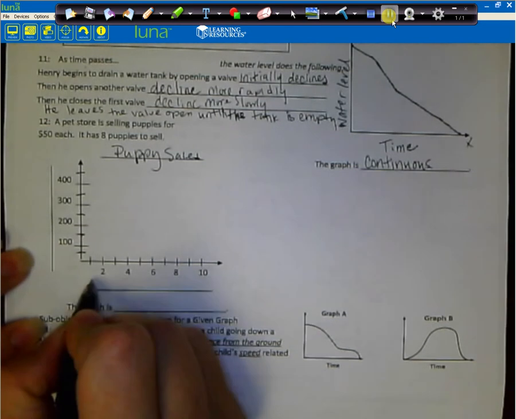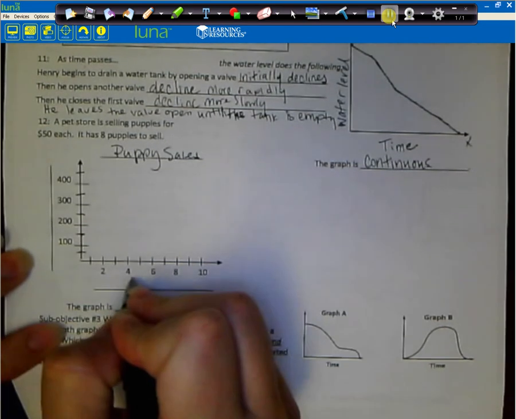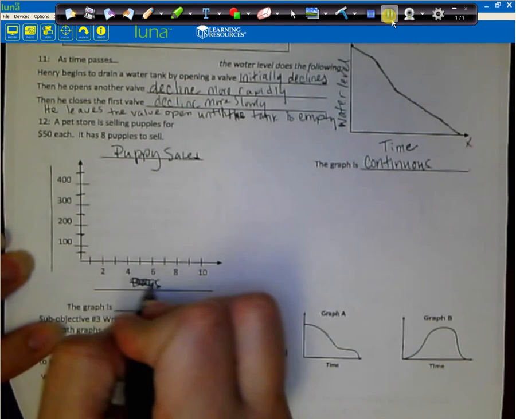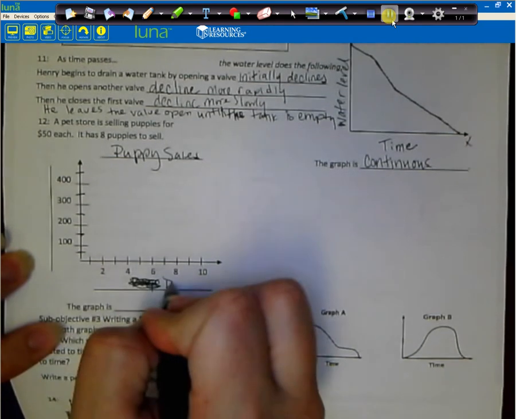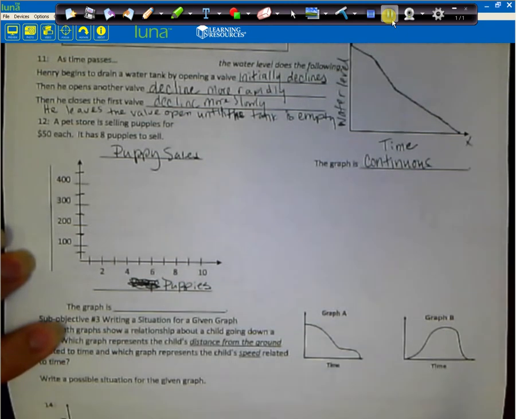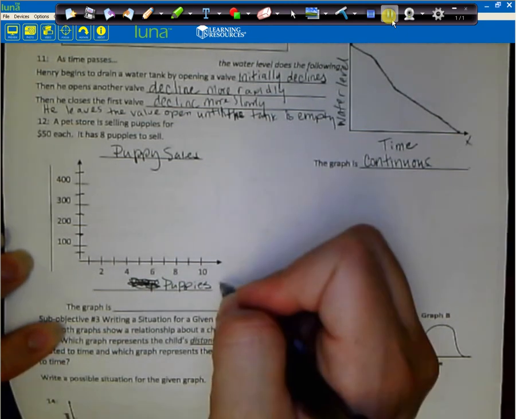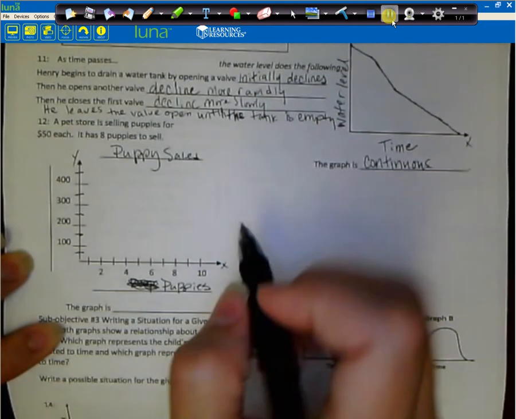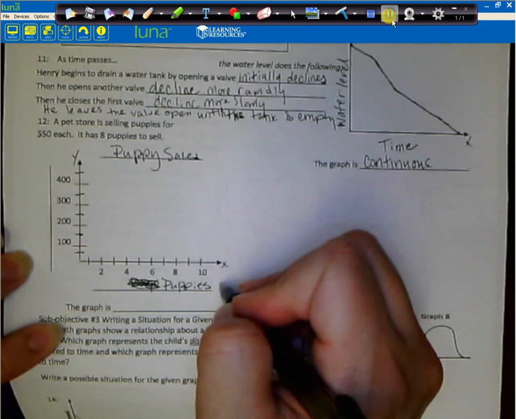This axis is time in the form of days. And, excuse me, I'm sorry. This axis is actually puppies. I'm so sorry. This axis is going to be puppies. I know that we said that the independent axis is always going to be time. However, in this instance, we're talking about puppies sold over days.